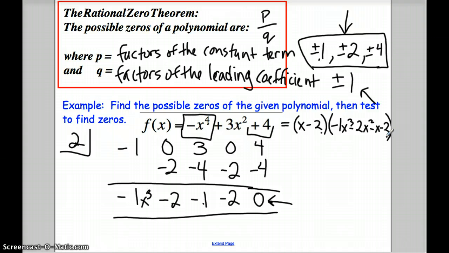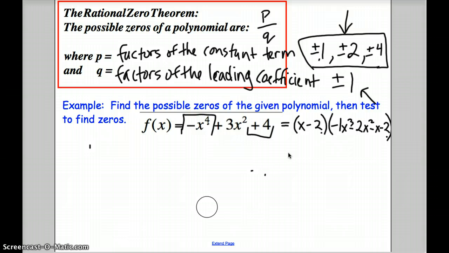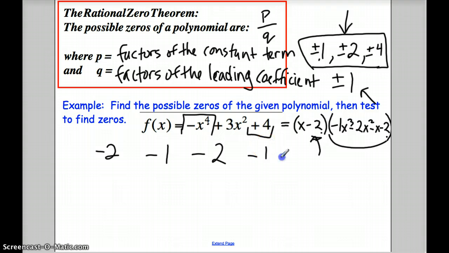Okay, so now I'm going to do it again. I'm going to guess again. Okay, so I've already done 2. Let's try something else. Let's see if maybe negative 2 goes into it. But the good news is now I work with this smaller one because I've already divided by this guy. I just need to factor the other guy a little bit more. So I'm going to work with the smaller one. I'm going to check for negative 2. So I'm going to record my coefficients. I'm going to see if negative 2 goes into it.